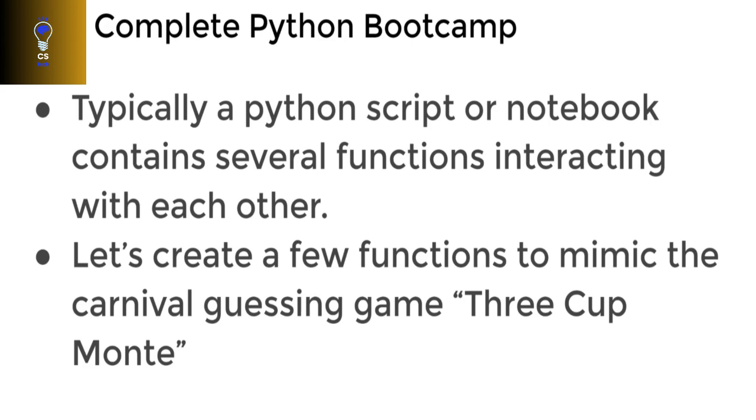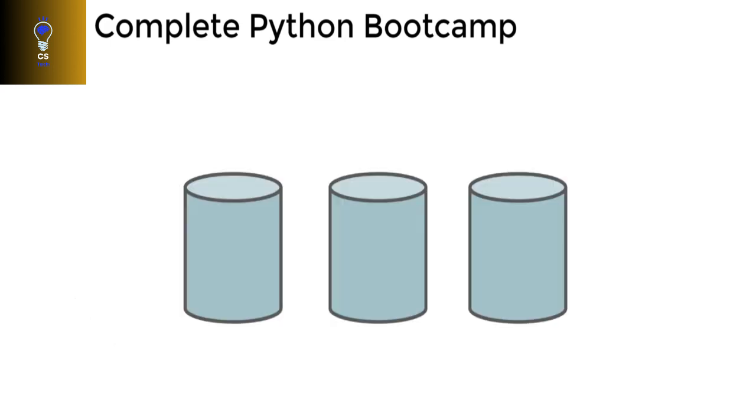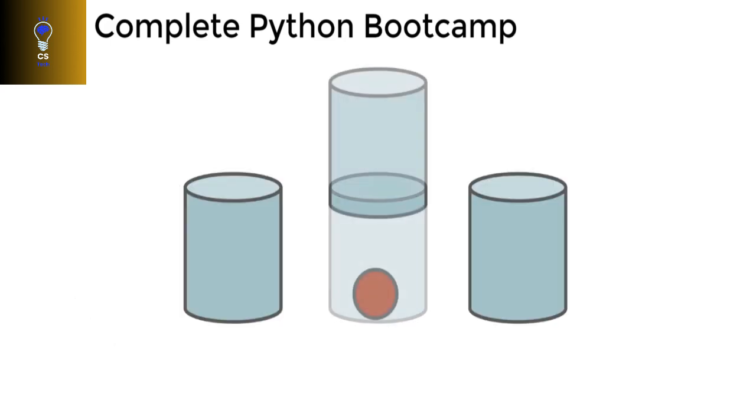Typically, a Python script or Python notebook contains several functions interacting with each other. We take the results of one function and often use that as input to another function. What we're going to do is create a few functions to attempt to mimic the carnival guessing game Three Cup Monte. In case you're not familiar with this, you start off with 3 cups and underneath one of them is hidden a red ball.